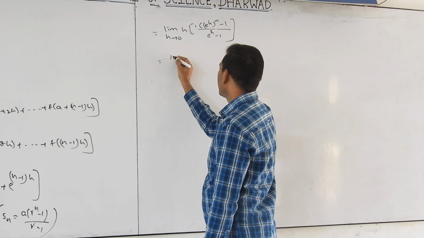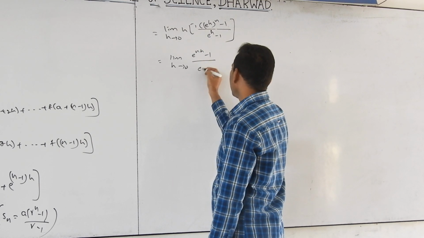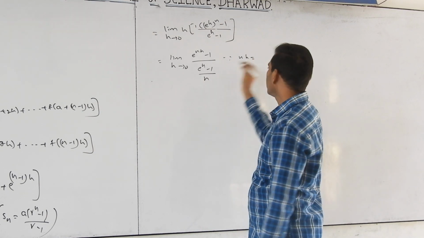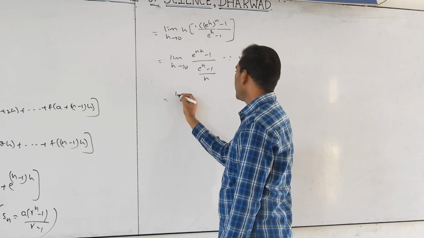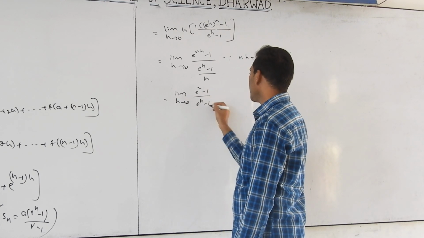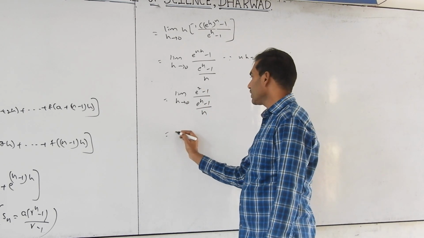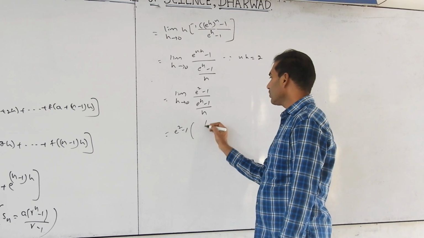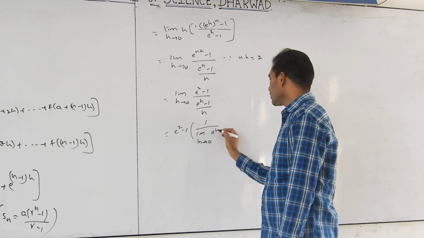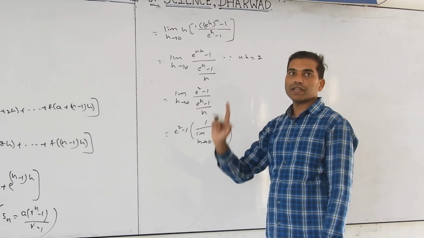So limit of h tends to 0, e raised to nh minus 1 by e power h minus 1, and h comes down, where nh equals 2. Substitute here: limit of h tends to 0, e square minus 1 by e raised to h minus 1 by h. This is constant, this is variable, so constant is out. So e square minus 1 into 1 by limit h tends to 0, e raised to h minus 1 by h. Limit, where is the function? There we can apply limit.